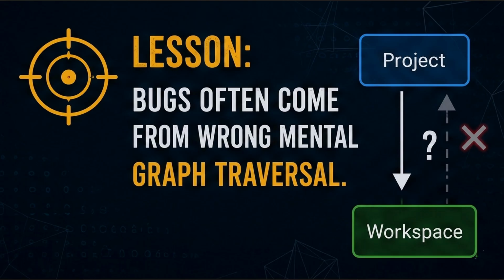So the architectural lesson here is that many relationship bugs are traversal mistakes, not relationship mistakes. Before changing a relationship definition, check and verify if you are moving through the domain model correctly. As in my case, I wasn't.